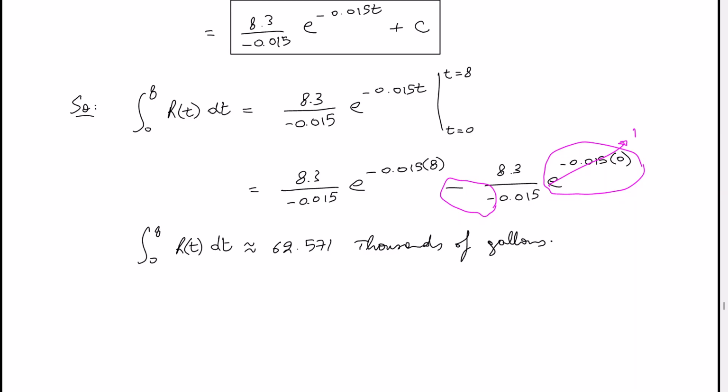So in other terms, what we've determined is that since the spill began until the end of week 8, the pipeline has leaked about 62.571 thousand gallons of fuel.